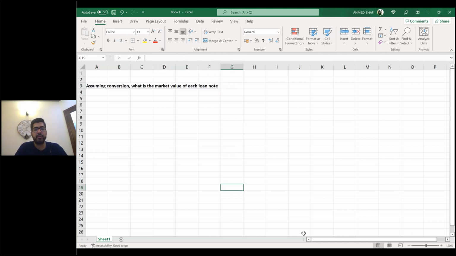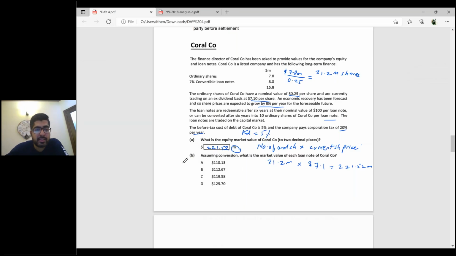Now, if you look at the question carefully, it states that the loan notes are redeemable after 6 years at par value of 100, or can be converted after 6 years into 10 shares of Coral per loan note. Loan notes are traded on the capital market. Okay. Assuming conversion, what is the market value of a loan note?